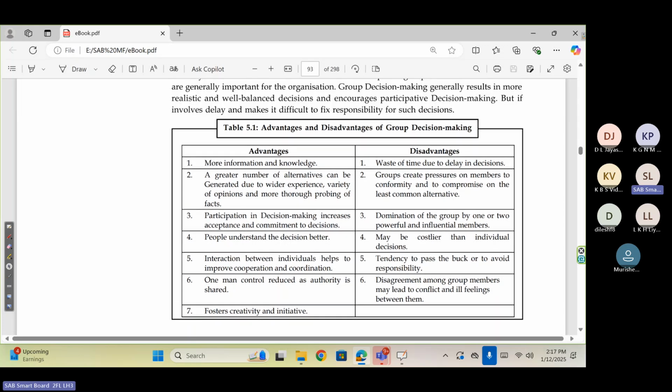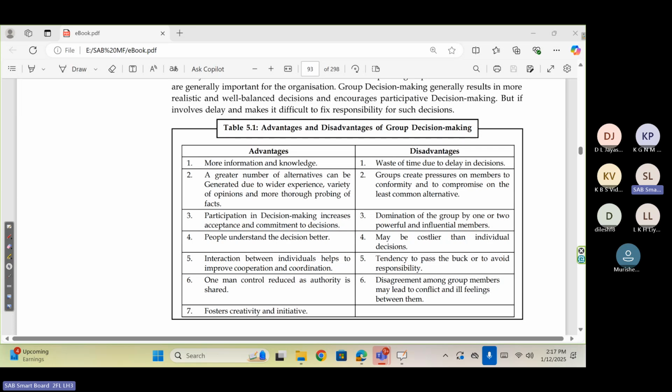Here is a list that can be seen as the advantages and disadvantages of participatory decisions or group decisions. These are the advantages or limitations of the individual decision. No, these are the disadvantages of the group and the plus sides of the individual decision. Right. Advantages of a group: more knowledge, more information.